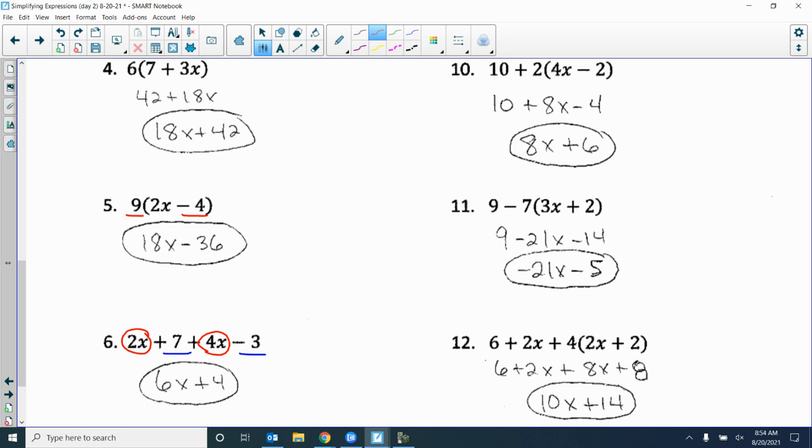Yeah, I saw a lot of people, guys, when I was going around, go 10 plus 2. You guys did that first. And then distributed. You got to distribute first, guys. You distribute first because that's a multiplication, and you got to multiply before you add or subtract.